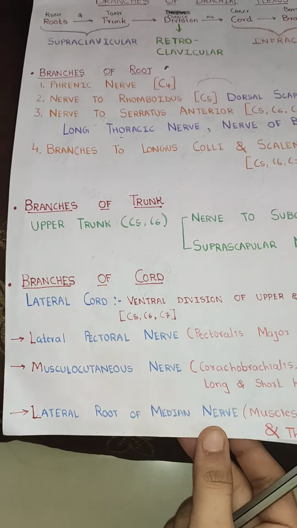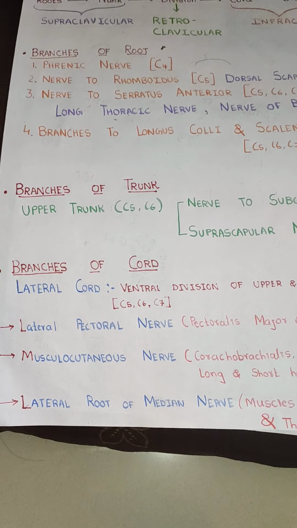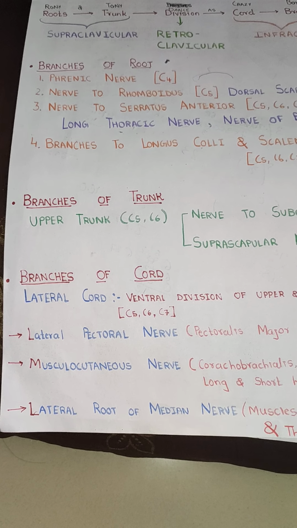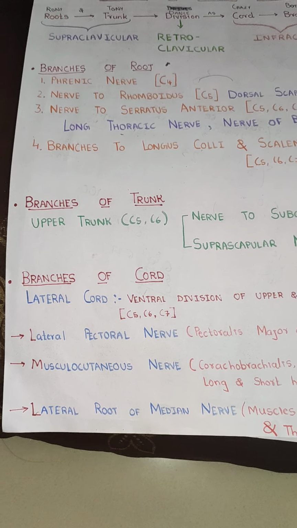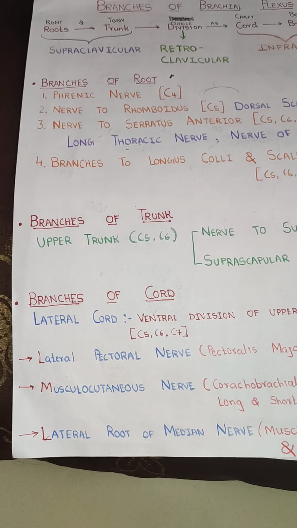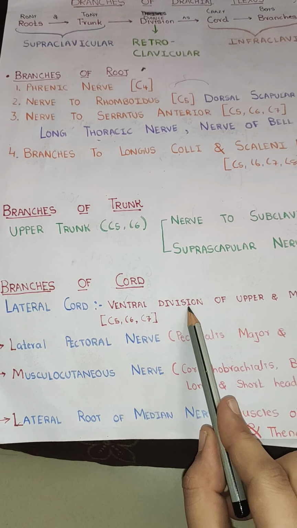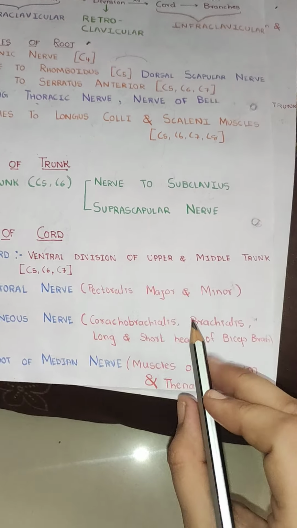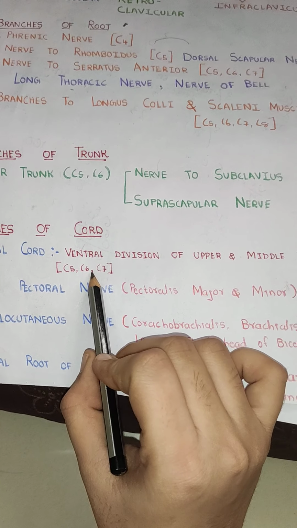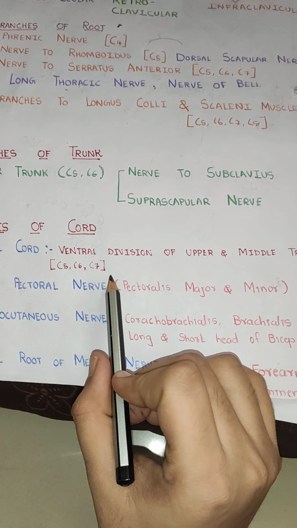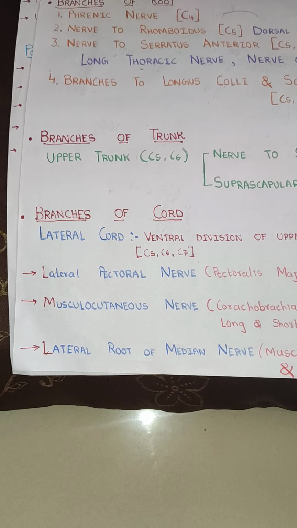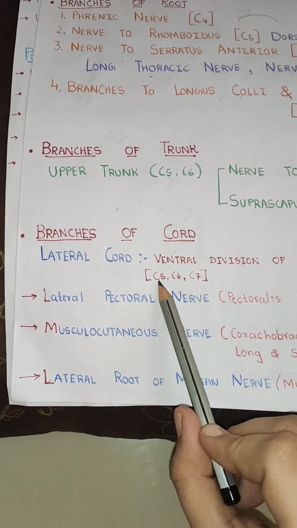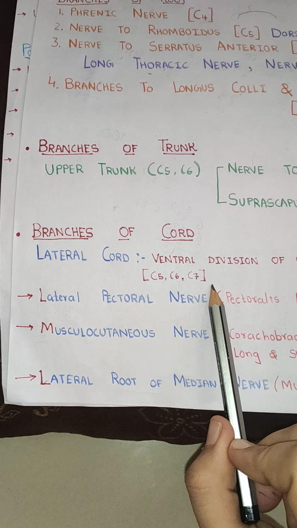Now, the branches which arise from cord. We know there are 3 cords: lateral cord, medial cord, and posterior cord. So let's start with lateral cord. Lateral cord is formed by the ventral division of upper and middle trunk. The value of upper trunk is C5, C6 and middle trunk C7. So the nerves arising from lateral cord will have root value C5, C6, C7.